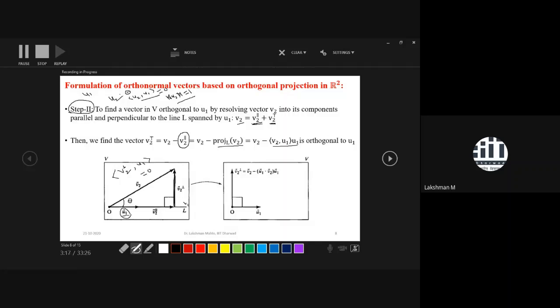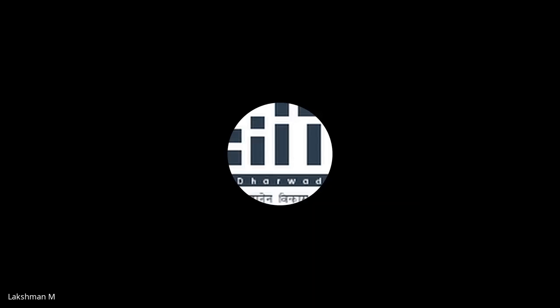The projected part, that would be what? It is just the inner product of V2 with U1, and this projected part is in the direction of U1. That's why you are multiplying with U1. So V2 minus the dot product of V2 with U1 times U1. This directly gives you what? It is your V2 perp.